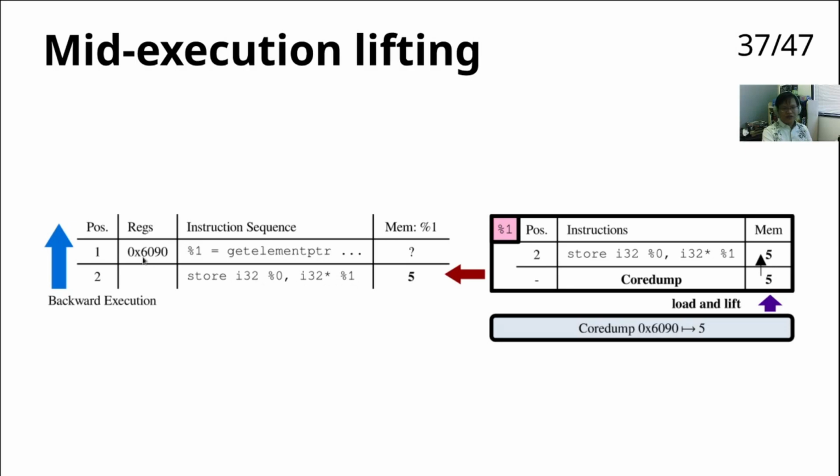However, since we know the address is 6090, we can load the value in the core dump. The core dump says the value of heap memory 6090 is 5. So we can load the value on demand and lift it, and infer that at position 2 the value 5 was stored, and therefore infer that register %0's value is also 5.